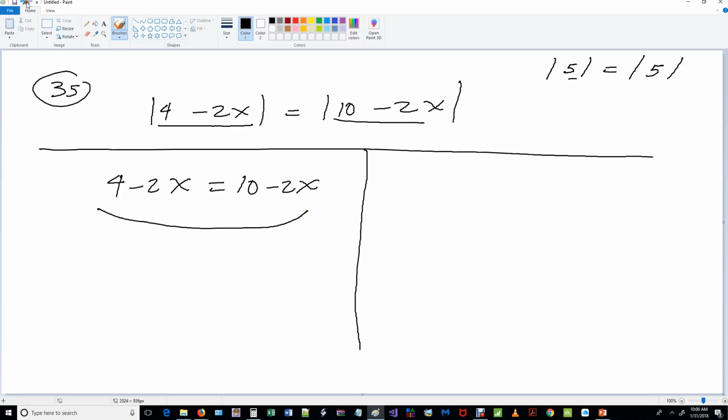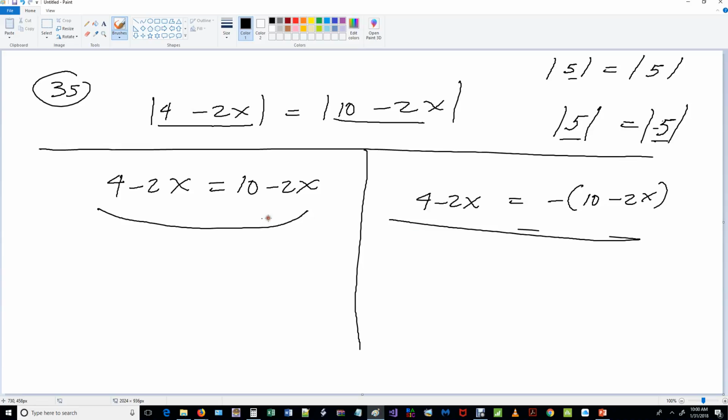We'll do that in a minute. But another option is that this right here could be 5, and the thing inside of the other absolute value could be the same value but opposite. So 4 minus 2x could be equal to 10 minus 2x, except that it has the opposite sign, just like this one. So that's another option. Alright, so we are going to solve this one and this one.